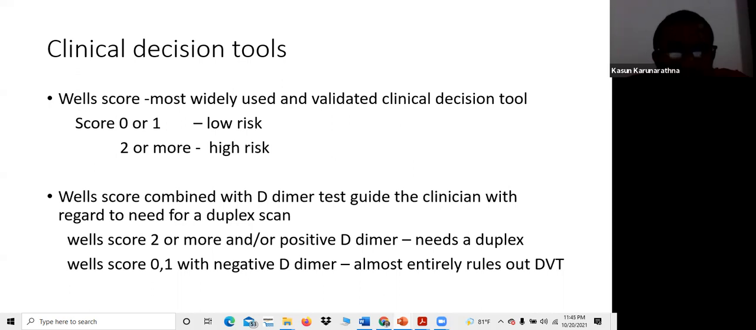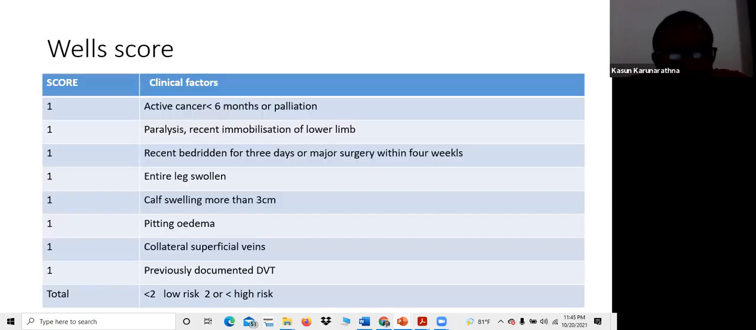Wells score, the most widely used and validated clinical decision tool. Wells score compared with D-dimer test guides the clinicians with regard to need for a duplex scan. In the Wells score, each of these will be given 1 mark. If the total is less than 2, low risk. If the total is 2 or more, it's high risk.